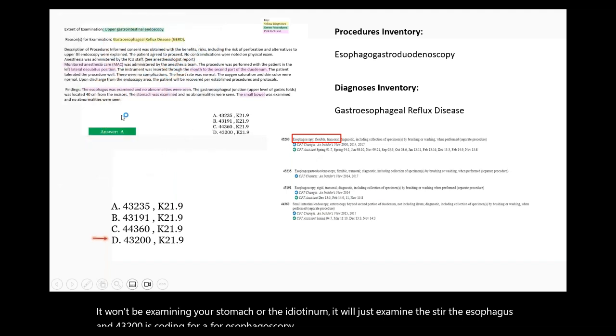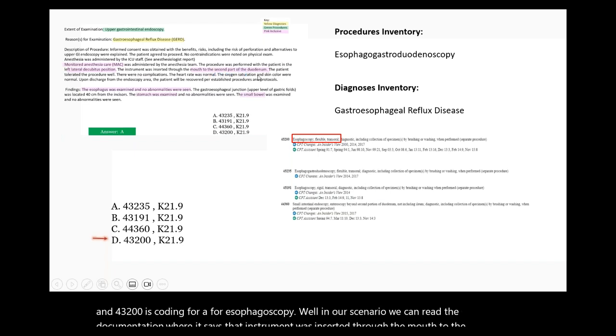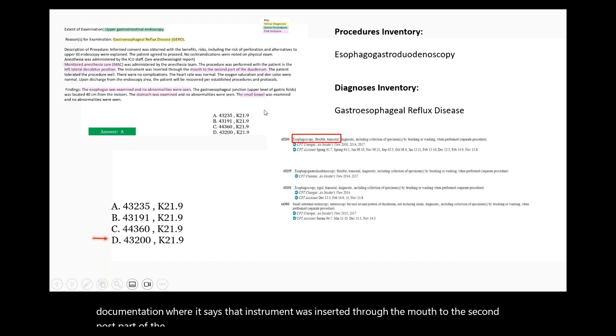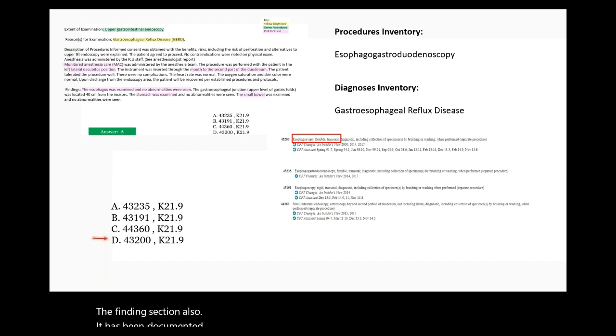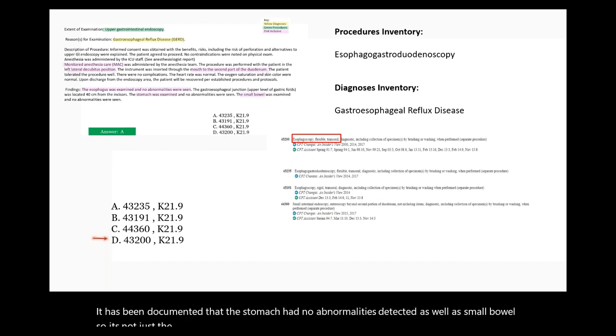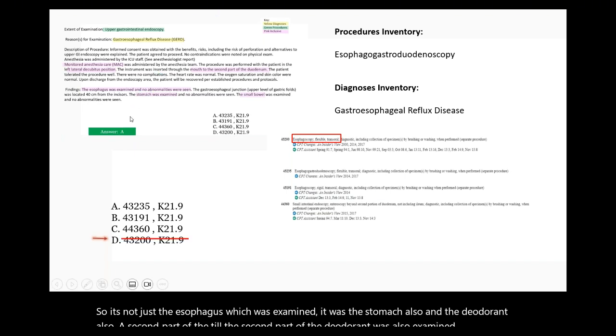Well, in our scenario, we can read the documentation where it says that the instrument was inserted through the mouth to the second part of the duodenum. That means the stomach is also examined, right? Also towards the end, in the findings section, it has been documented that the stomach had no abnormalities detected, as well as the small bowel. So it's not just the esophagus which was examined, it was the stomach also, and the duodenum, till the second part. So option D is incorrect.